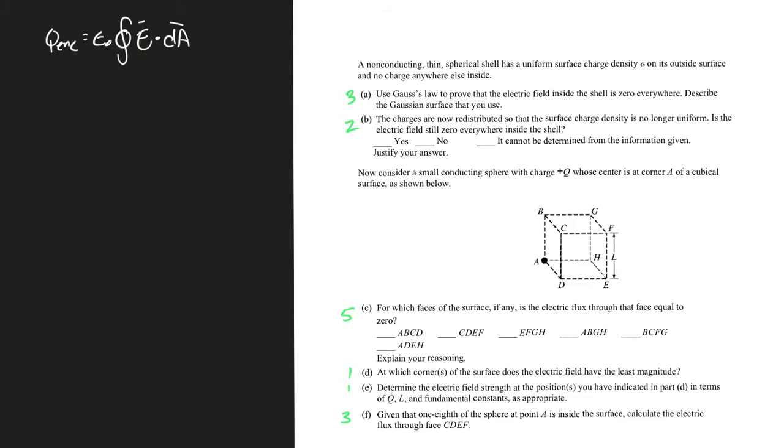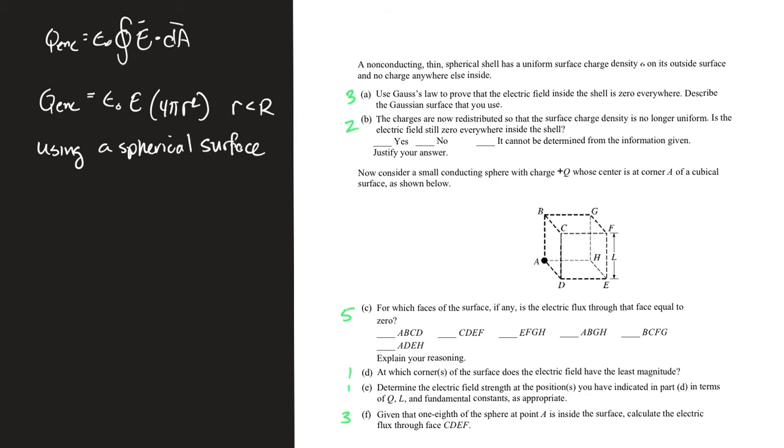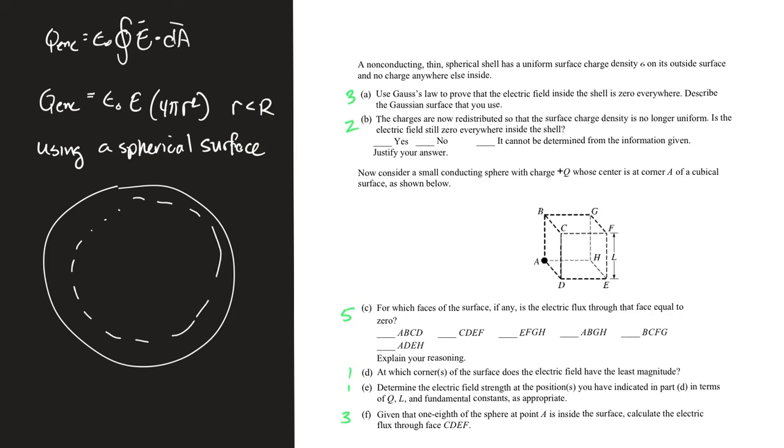Saying this is kind of telling your grader that you're using a sphere, but because they asked specifically, describe the Gaussian surface you would use, I would say I'm using a spherical surface. They ask a question, you need to answer it. So if we have some spherical shell, you're using some spherical surface that is inside the shell.